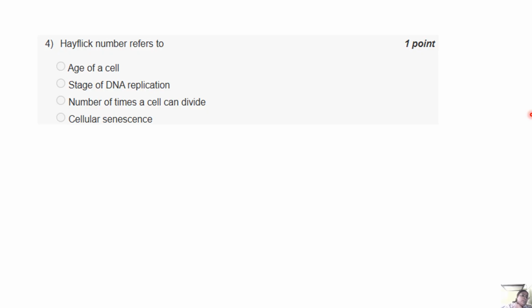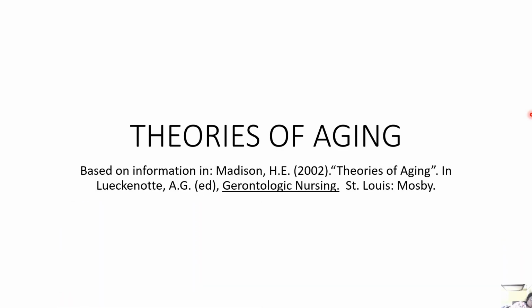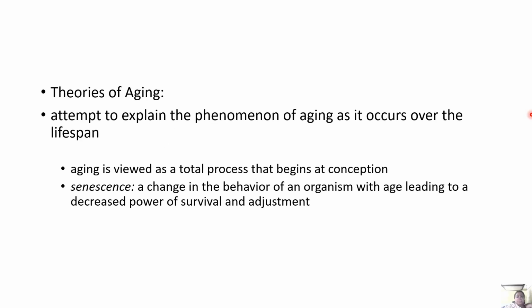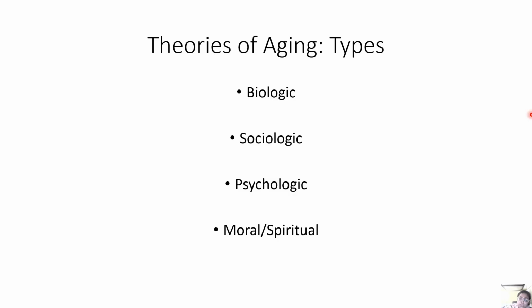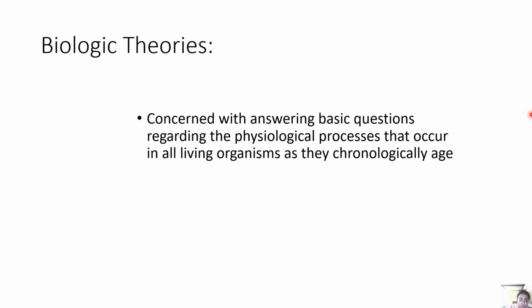Okay, so if we talk about the Hayflick number, it's basically the number of times a cell can divide. Okay. So, what is the theory of aging? It is basically an attempt to explain the phenomenon of aging as it occurs over the lifespan. Aging is viewed as a total process that begins at conception. So, in a sense, it is a change in the behavior of an organism with age, leading to a decreased power of survival and adjustment. So, there are different types of theories of aging: biologic, sociologic, psychologic, moral, or spiritual.